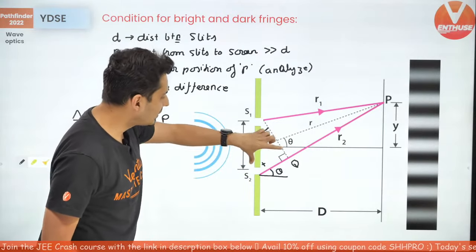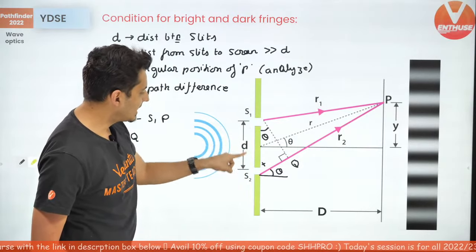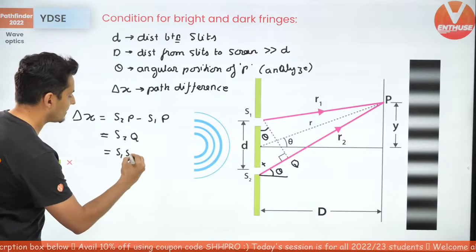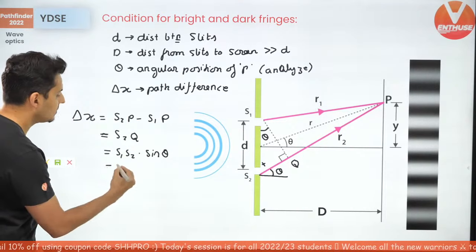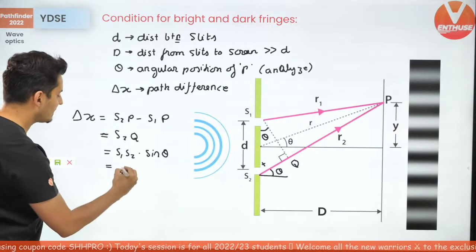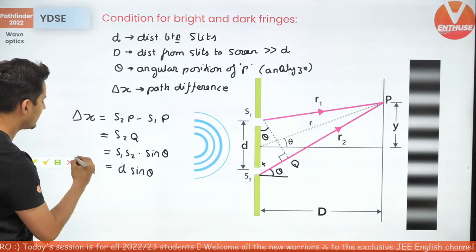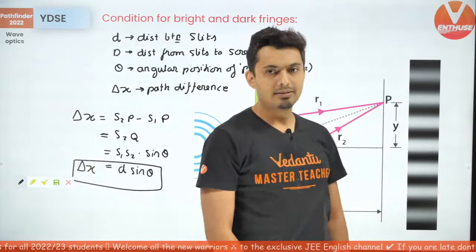That's it. Now you can see S2Q is opposite to theta and S1S2 is the hypotenuse. So it will be nothing but S1S2 into sine theta. What is the value of S1S2? S1S2 is the distance between the slits, d. So it will be d sine theta. So delta x is d sine theta is what we have got. Most important result till now.